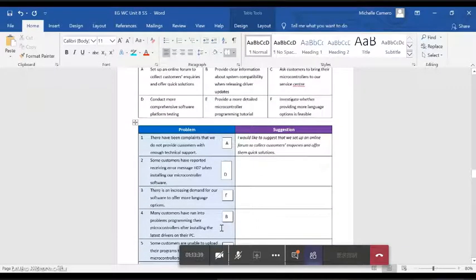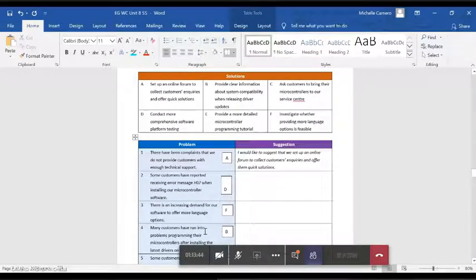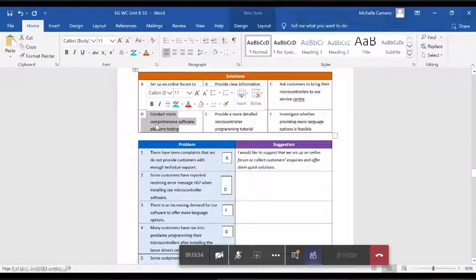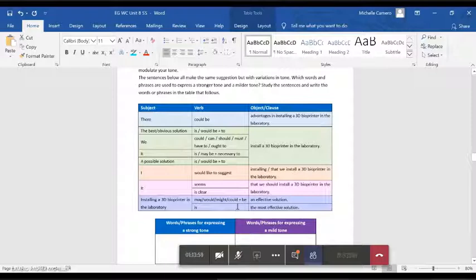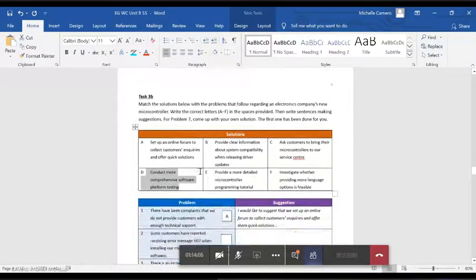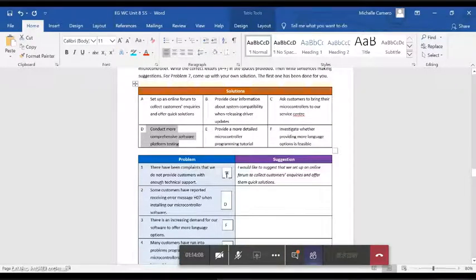All right, now this is what they want us to do. Here's D, the solution, conduct more comprehensive software platform testing. They want you to put this into a sentence using these phrases here. That's what they'd like you to do. So you can see that done for you right here for the first one. A is the solution. Set up an online forum to collect customers' inquiries.